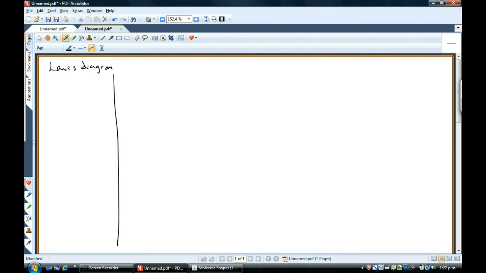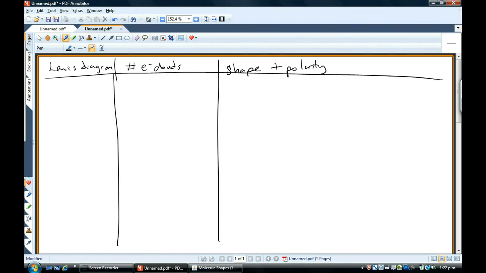This is going to be for the number of electron clouds, and then this is going to be for the shape and polarity. So the final shape for 5 electron clouds is linear, and that's with 3 atoms. And a good example of this is I3 minus.